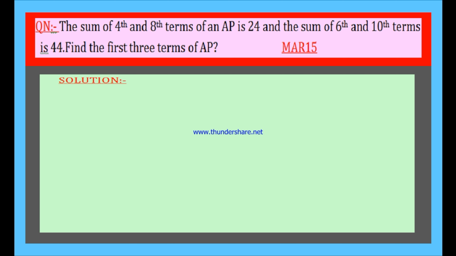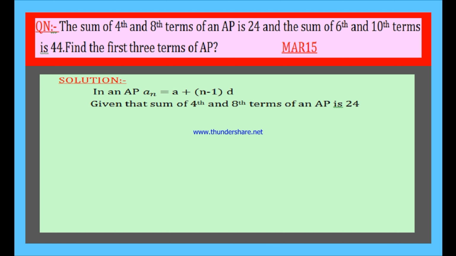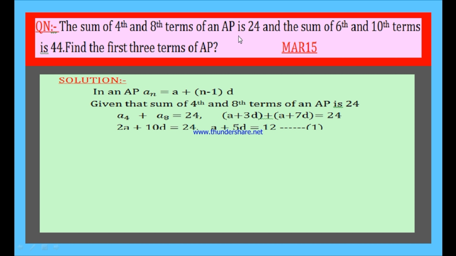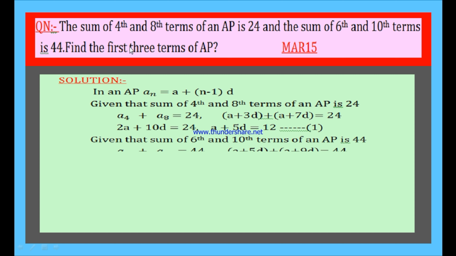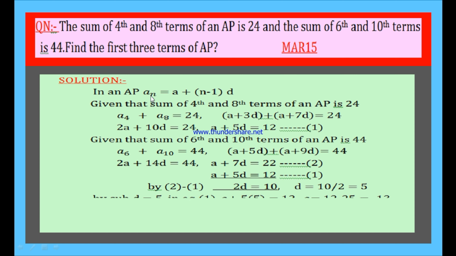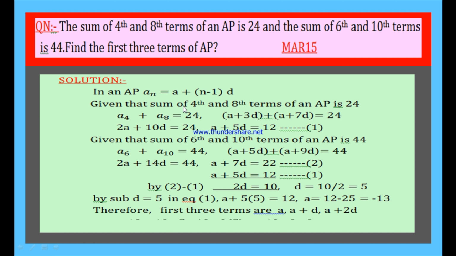Here is the solution. Now we are given that the fourth term plus the eighth term, the sum of the fourth term and the eighth term of an AP, is 24. Since it is the sum of two terms, let us go for the formula of a particular term in an AP. In an AP, an is equal to a plus n minus 1 into d. It is given that the sum of the fourth and eighth terms is 24. Fourth term means a4 and eighth term means a8, and a4 plus a8 is equal to 24.